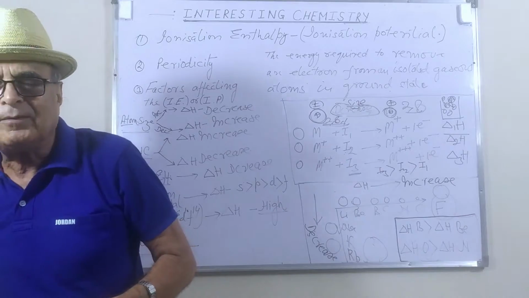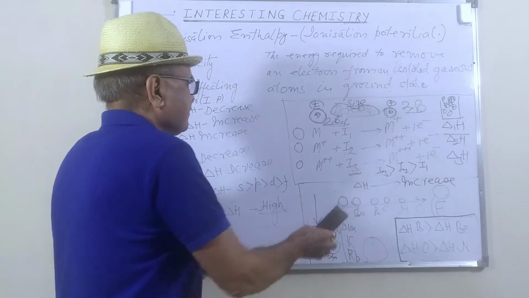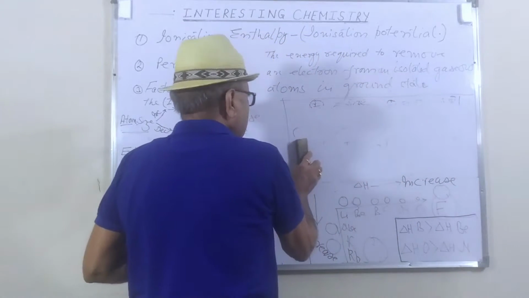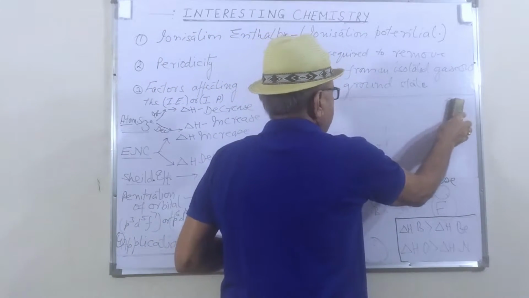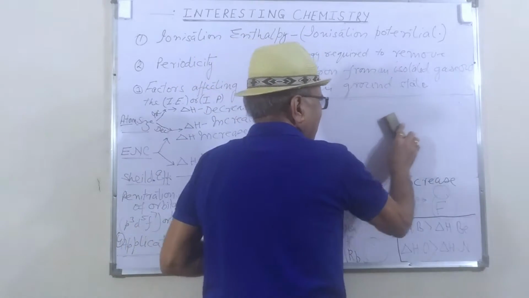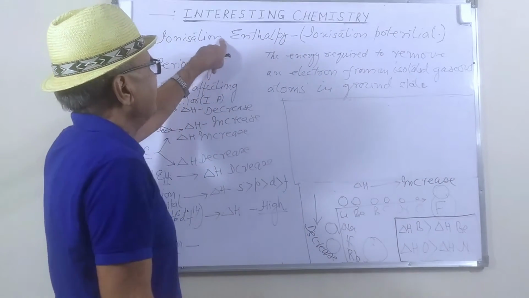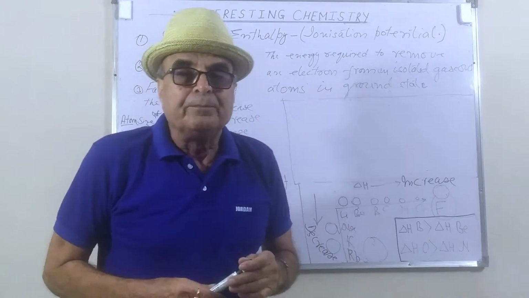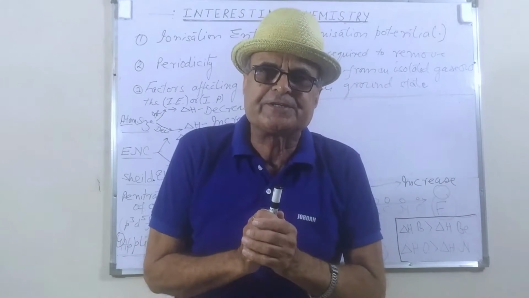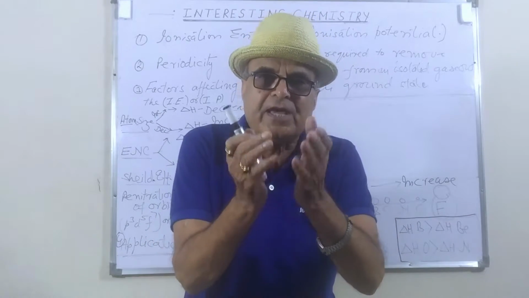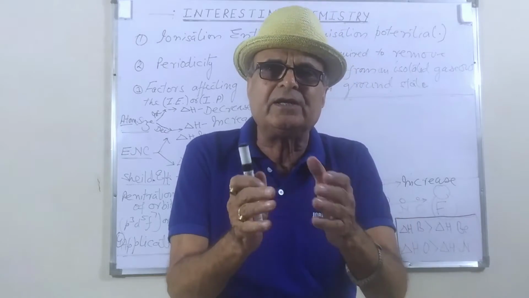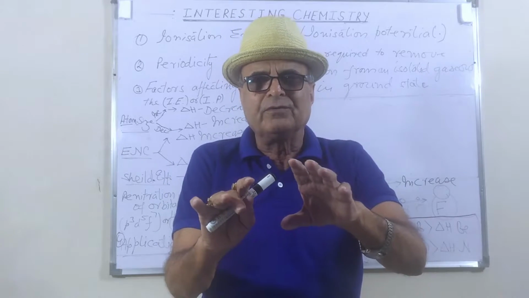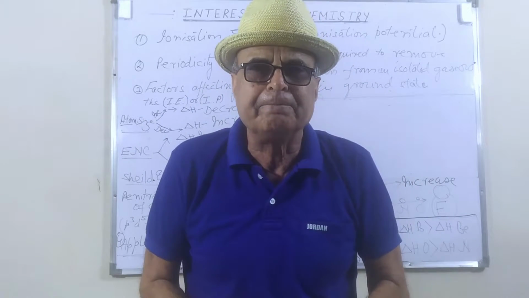I think that you have understood about the ionization enthalpy. These are the first, second and third. Now I am going to explain to you the periodicity of the ionization enthalpy and ionization potential. Periodic trends. Periodicity. There is a periodic trend in the properties of elements found in the periodic table.